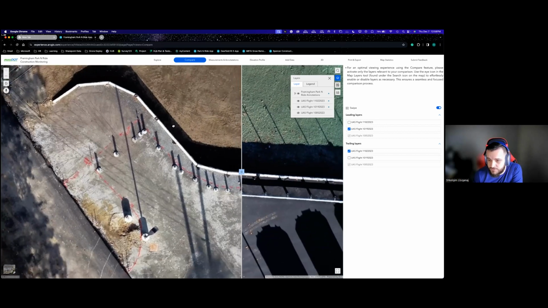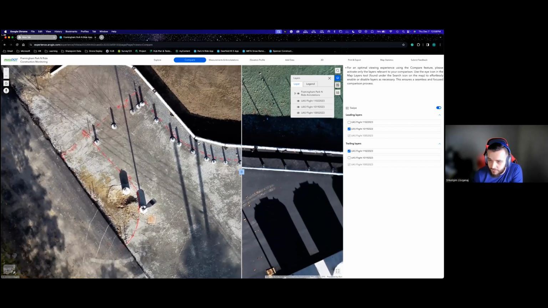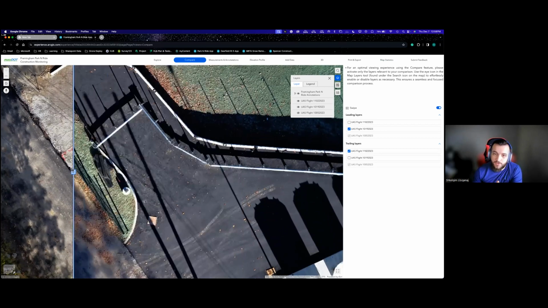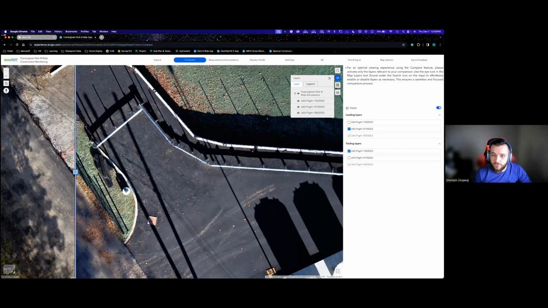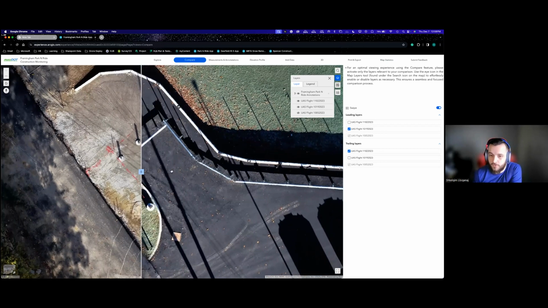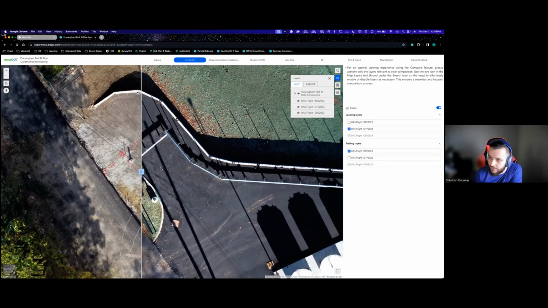That is due to the GSD that we fly. I'll get to that later when we go to the map statistics tab. But the visual comparison is a very powerful tool that allows the users to actually see what changes have visually occurred over time. There is no limit for how long they could go back, as long as there is a flight for that date and there were products developed for that particular flight.